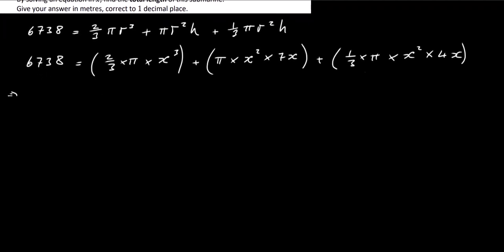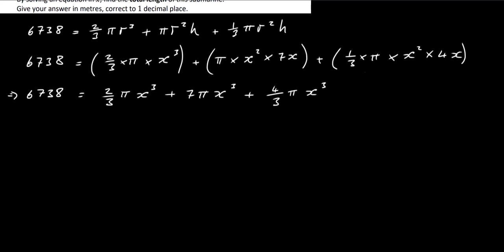So you've got, let's see, 6,738 is equal to. First thing we've got here is the hemisphere. So we've got 2/3, we have pi, and we have x cubed. Here we've got 7x times x squared. So that's 7x cubed times pi. So it's 7 pi x cubed. And then out here we have a 4x times an x squared. So that's 4x cubed times pi, so it's 4 over 3. 4 times 1/3 is 4 over 3 times pi times x cubed.